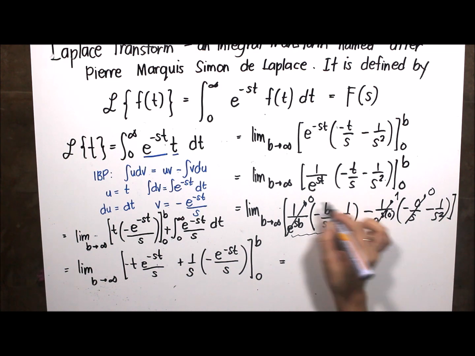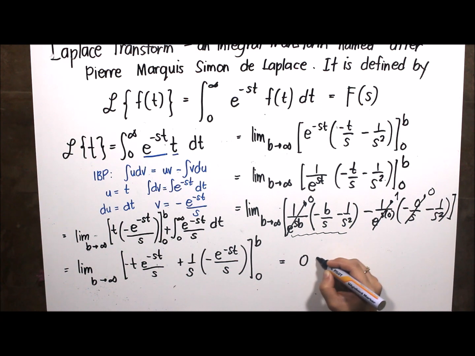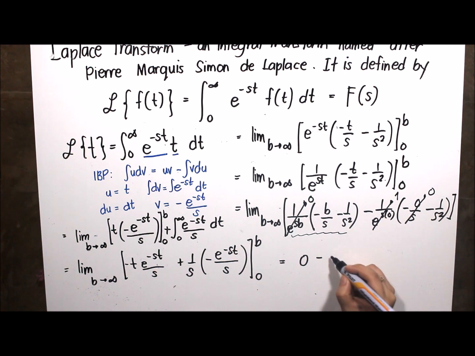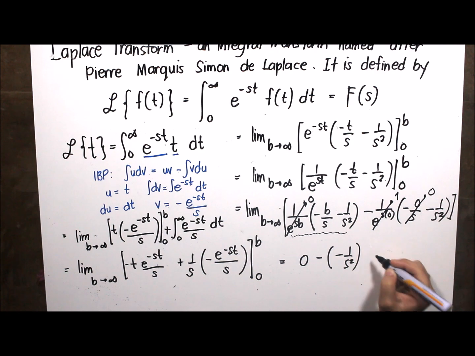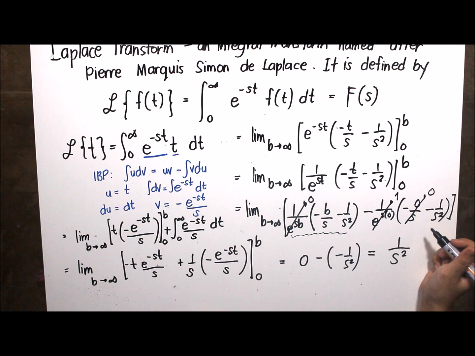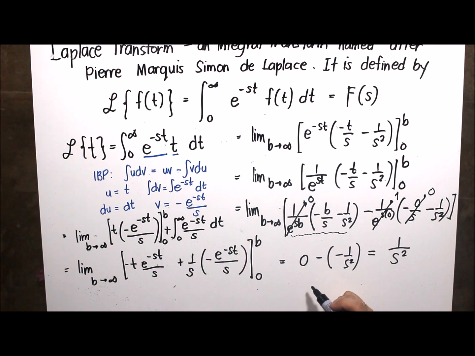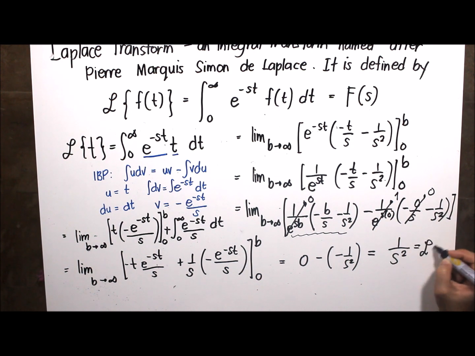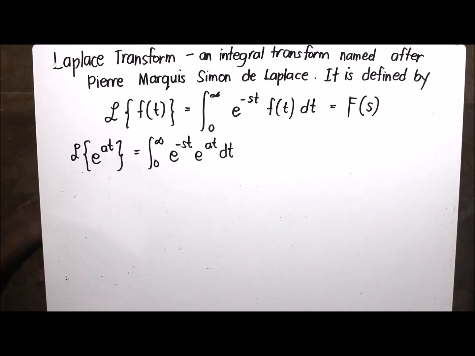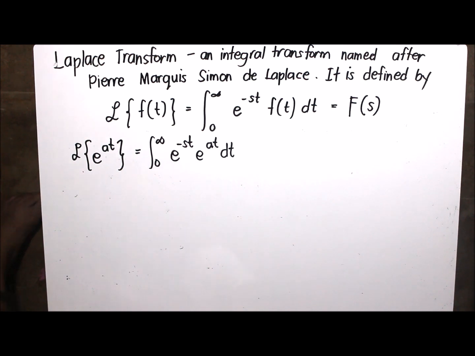Kaya we have this term which is 0 minus the quantity. This is 0 na. Negative 1 over s squared. Therefore, we have positive 1 over s squared. Thus, the Laplace transform is 1 over s squared as the Laplace transform of t. This is our formula. This is our third example.